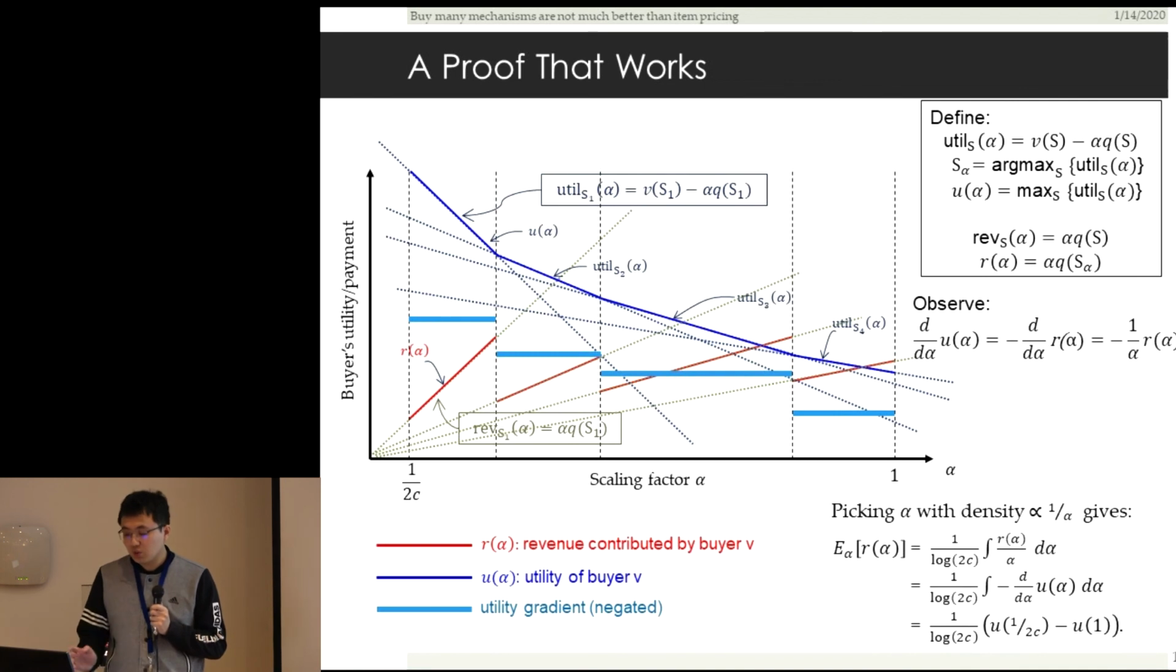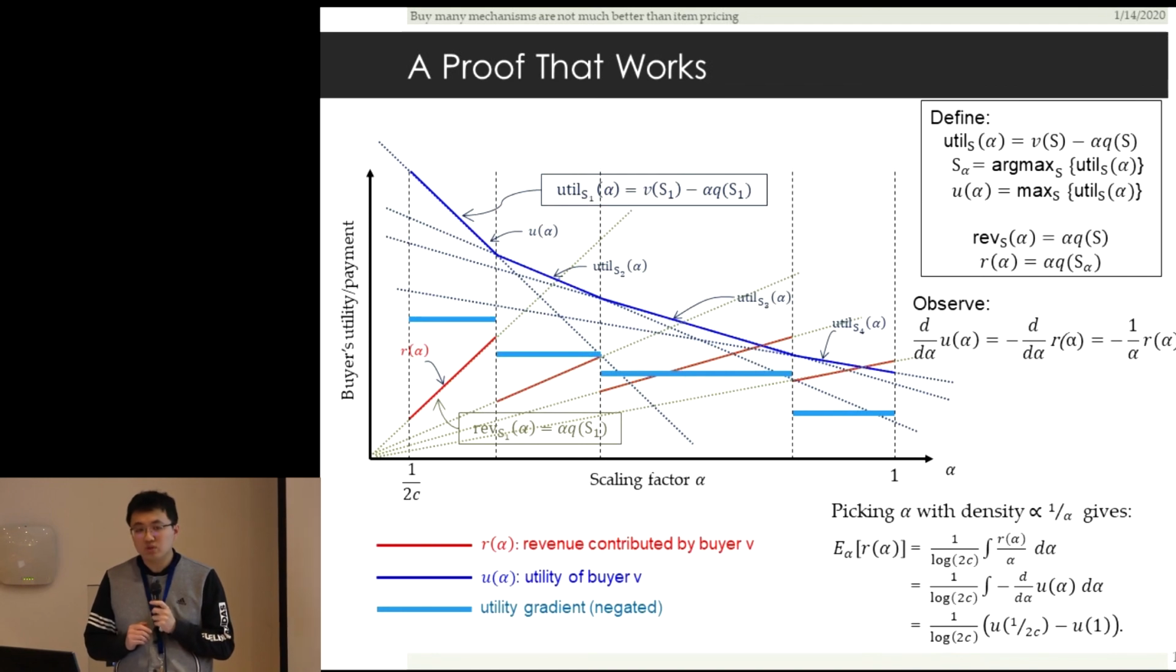Let's see what happens when the scaling factor alpha increases from 1 over 2C to 1 and observe the utility curve and revenue curve of the buyer. If there is only one possible set of items that is sold in the menu, then the utility function with respect to alpha is a linear function. It decreases linearly, and at the same time, the revenue function is also a linear function with respect to alpha, and it increases linearly. The decrease in utility is captured exactly by the increase of revenue.